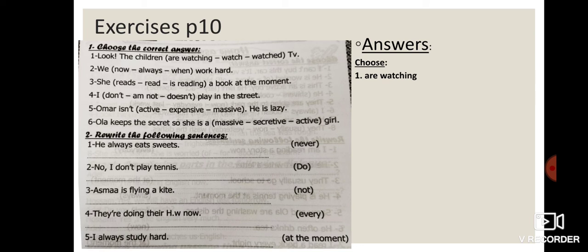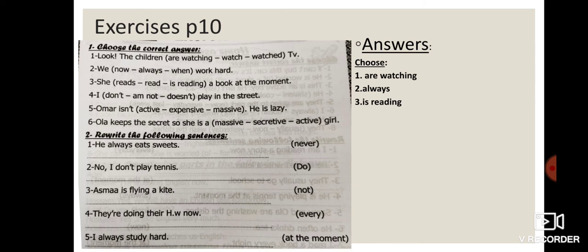Okay. Number 2, we always work hard. Excellent. Because always and never and often and usually and sometimes and rarely come between the subject and the verb. Now comes at the end, and when comes between two sentences. Okay. Number 3, she is reading a book at the moment. At the moment means present continuous. Present continuous is am, is, are plus verb ing. So I am going to choose is reading.